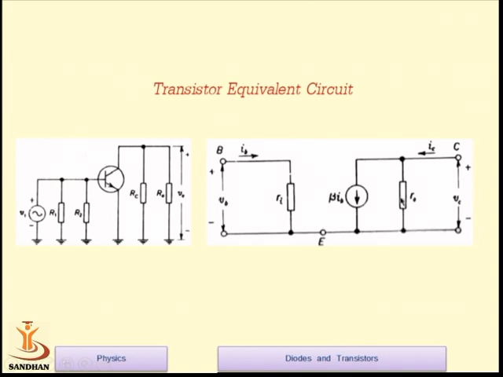But beta of the transistor, as I told you, is nothing but beta equal to IC upon IB. So IC equal to beta IB. So this is the collector current, which is denoted by beta IB.